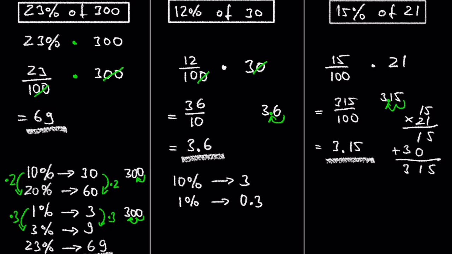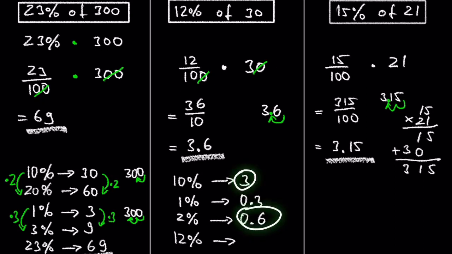When 1% of 30 is 0.3, then 2% is 0.6. 10% plus 2% is 12%. So 3 plus 0.6 is 3.6. So 12% of 30 is 3.6. And we are done with this problem.